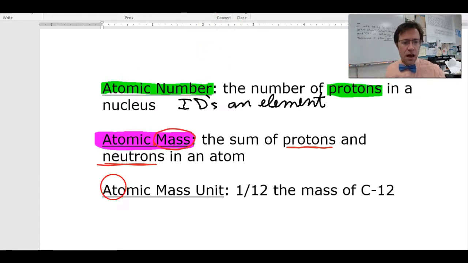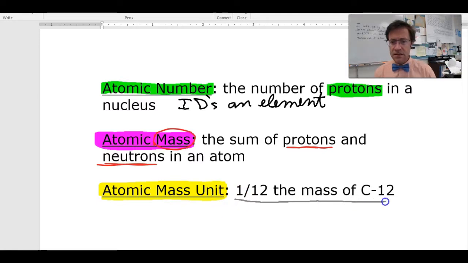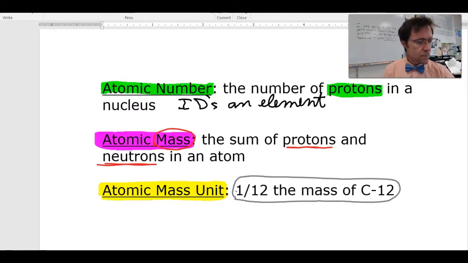The other thing we have is the atomic mass unit. An atomic mass unit is how we weigh the mass of an atom, because like I said, the mass of an atom is really, really small, so we have this new unit. Here's the story behind the unit. It is by definition, and unfortunately this needs to be memorized. This is part of our Regents curriculum. You must memorize that 1 atomic mass unit is 1/12 the mass of carbon-12.